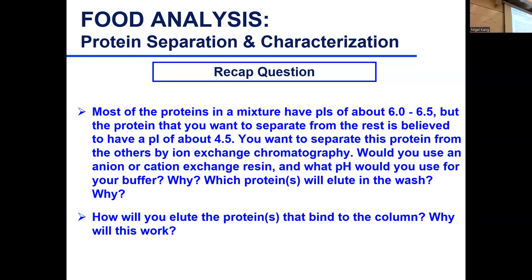So you have two groups. My desired protein is negatively charged at this pH. The rest are positively charged. Is it clear for you that the pH we are working at is higher than the isoelectric point of the desired protein and lower than the isoelectric point of the rest of the proteins?